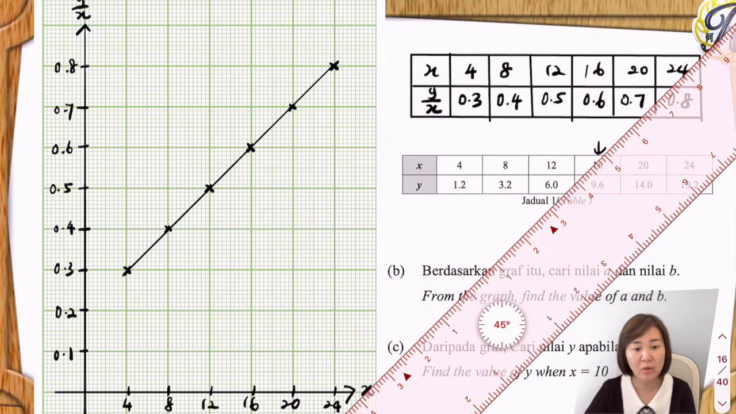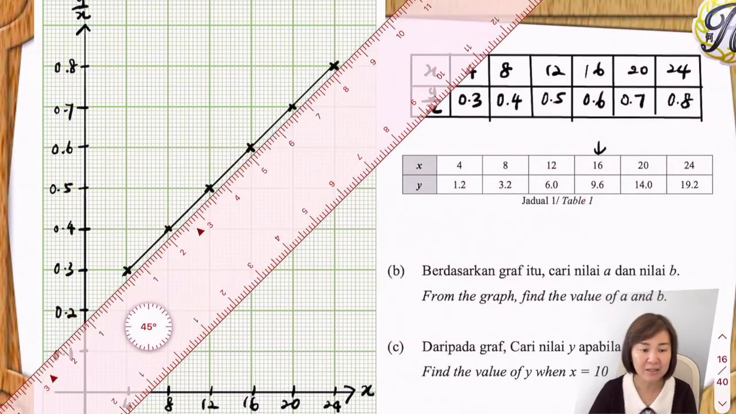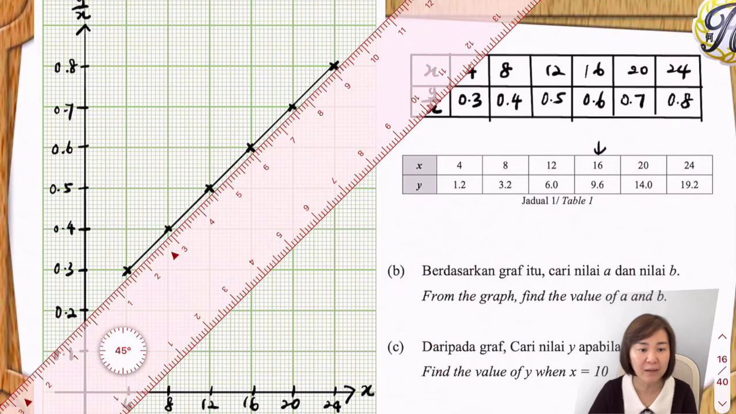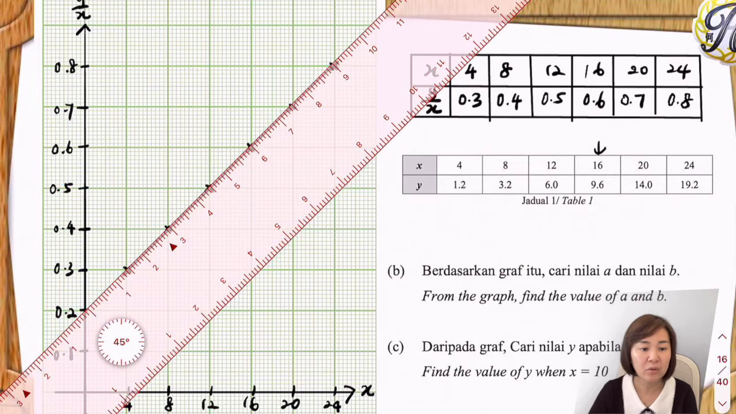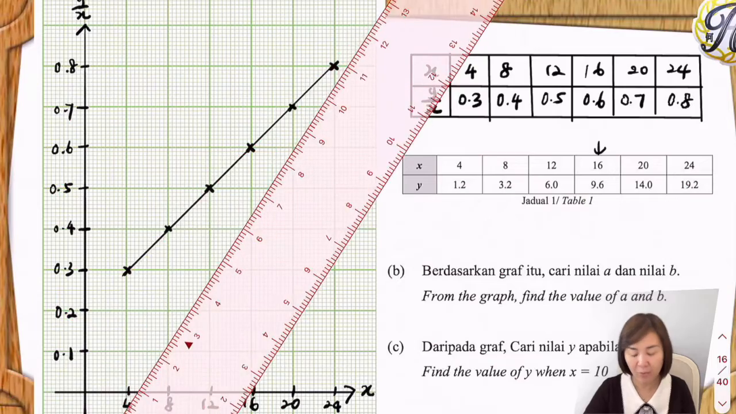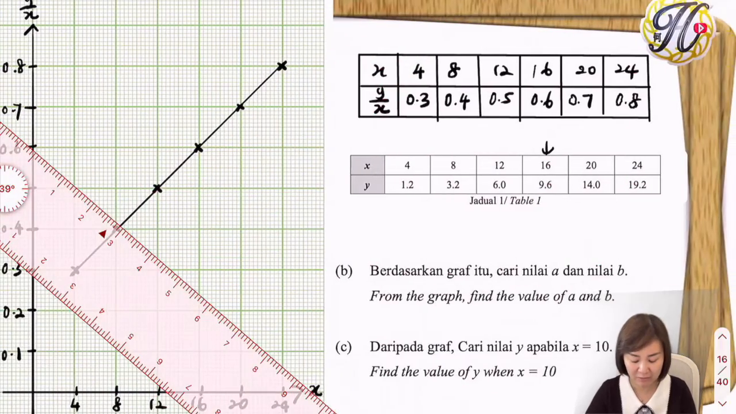Tetapi masalahnya ni soalan-soalan terus-terusnya dia akan suruh kamu cari pintasan. So, macam mana kamu nak dapatkan pintasan? Takkan nak sambung balik, right? Okay, so sentiasa ingat bahawa garisan penyuaian terbaik tu mesti memotong pada paksi Y sekiranya dia ada paksi Y. Kalau dia ke bawah tu, bawah lah. Okay, kalau dia ada dia macam ni lah. Mesti memotong paksi X dengan paksi Y.